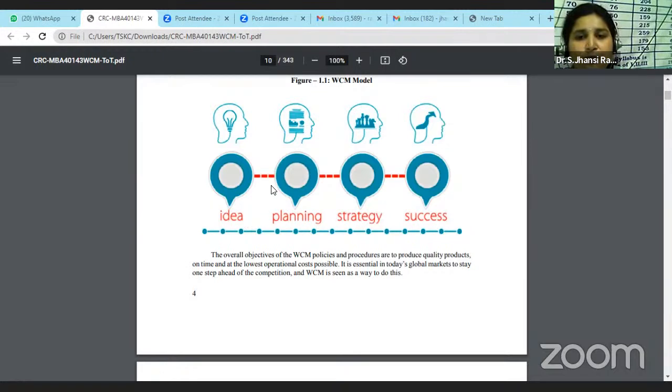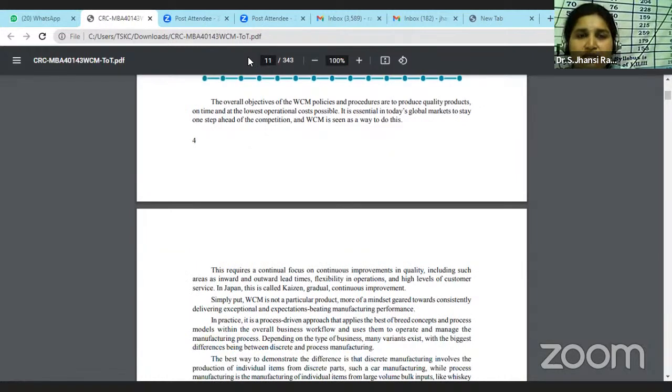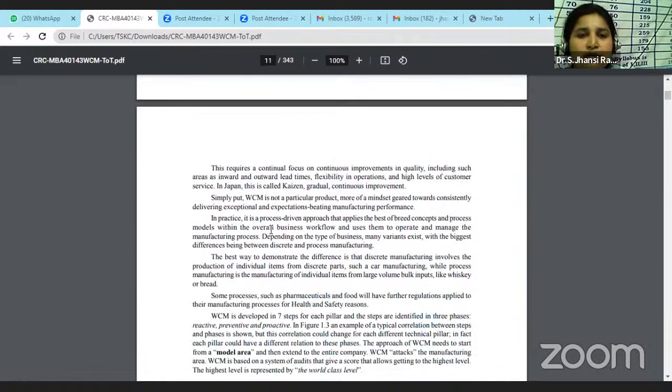at the lowest operational cost possible. And it is also essential in today's global market to step ahead. That is what everyone is expecting now, not only at the employee level, but even manufacturing units want to step ahead in the competition in production, strategy, or in the same line of business. And this can be achieved with the help of these different concepts. This requires a continual focus on continuous improvement in quality, including areas which will lead to flexibility in your operations and customer service.